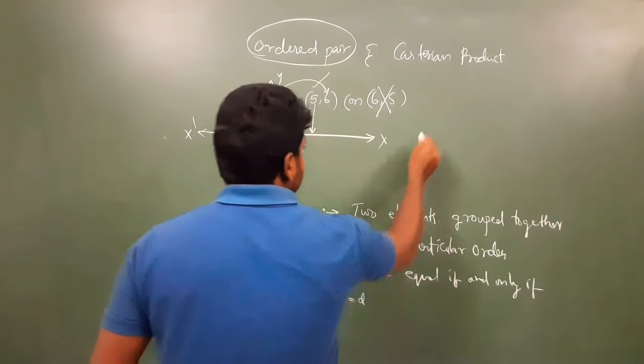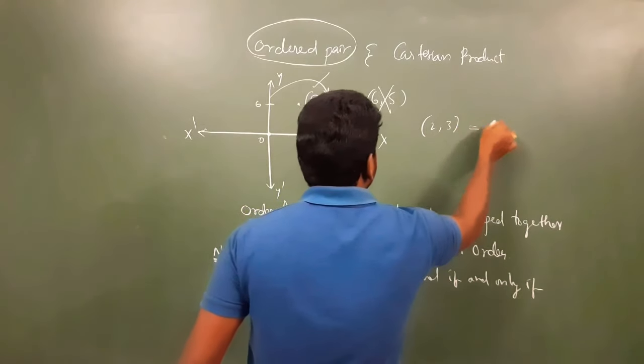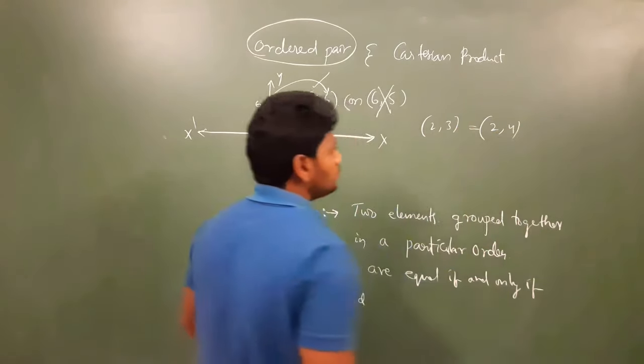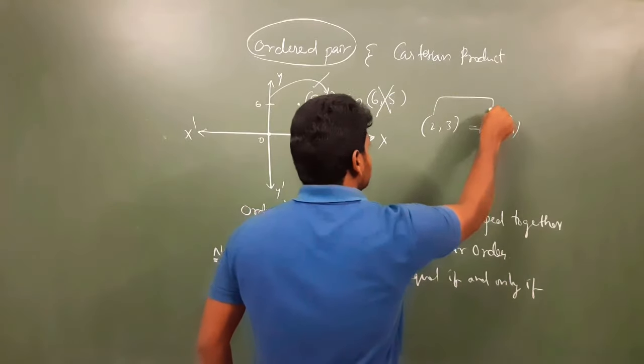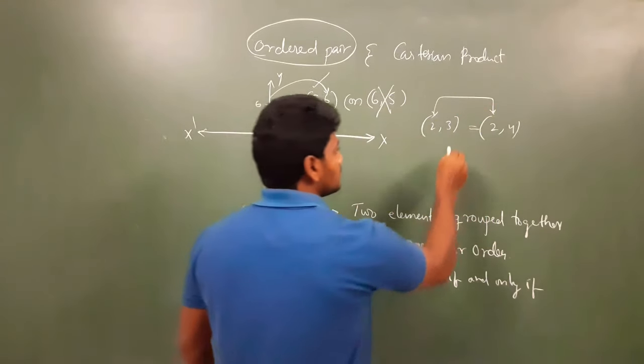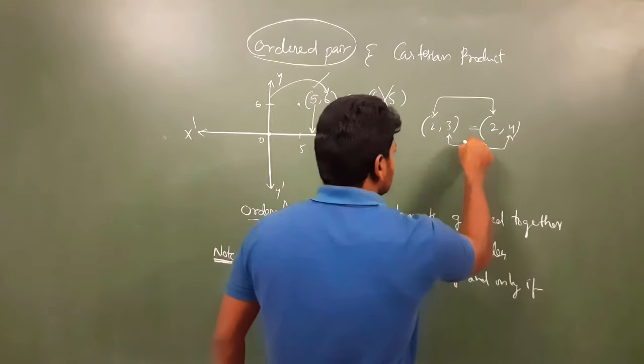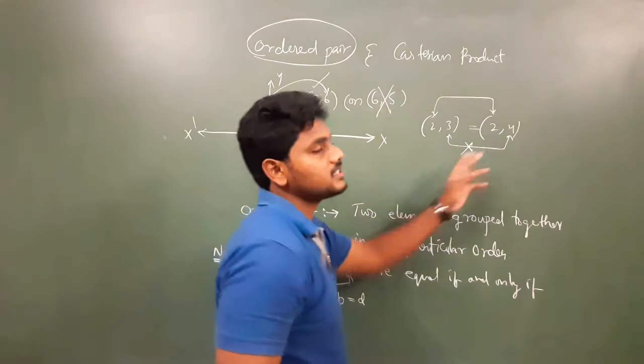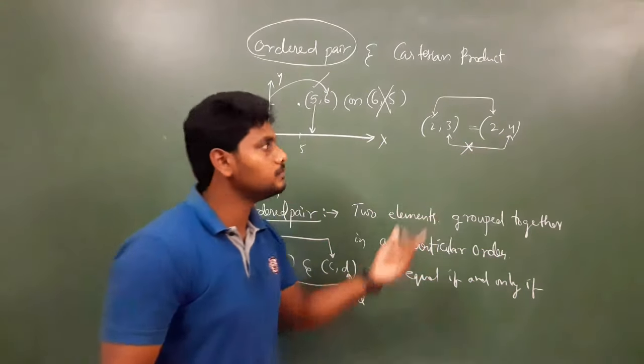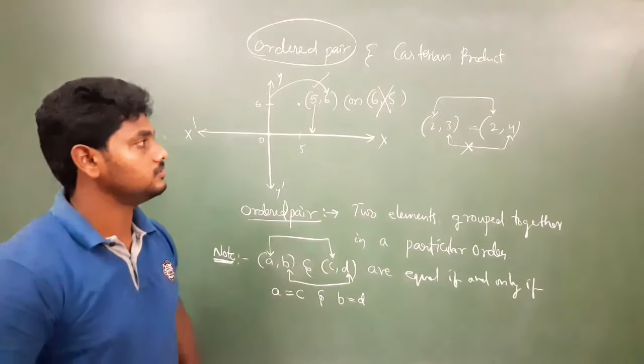If you consider (2, 3) equal to (2, 4), corresponding first elements are equal, right? But corresponding second elements are not equal. Therefore, these two ordered pairs are not equal. This is a very simple concept. Pause the video and note it down.